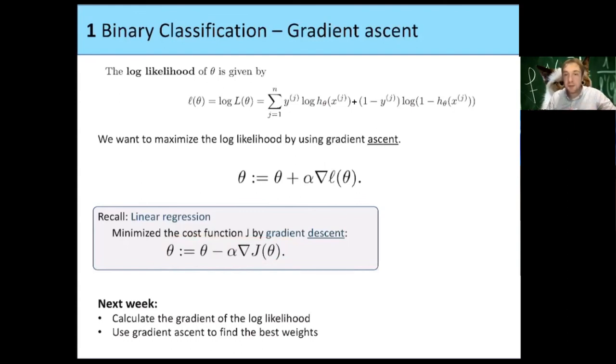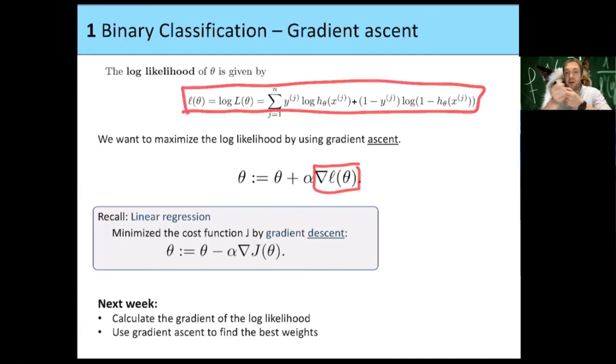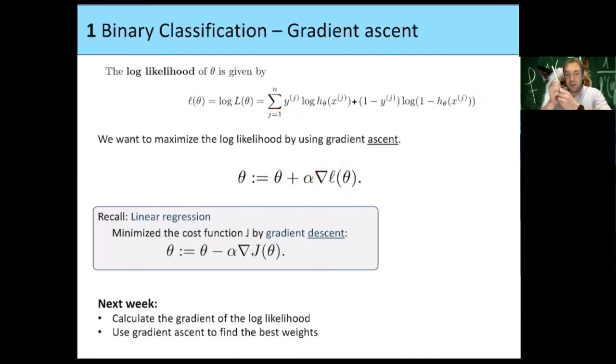But now we want to maximize something, and therefore we use gradient ascent, which is the same idea, but now we want to go uphill. If we start with some theta and look at the gradient of the log likelihood at this point, it shows in the direction where the log likelihood goes up, and we also go in this direction. Therefore we will have a plus here with some learning rate. And this we will do explicitly next time.